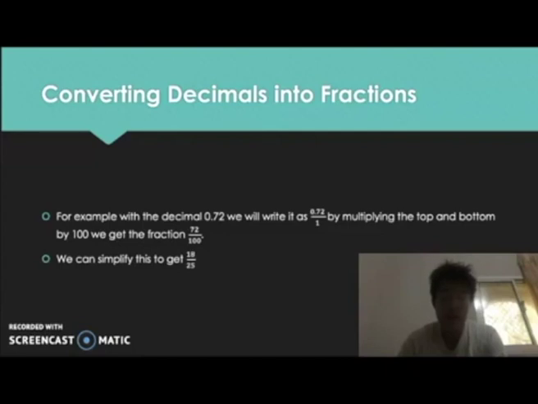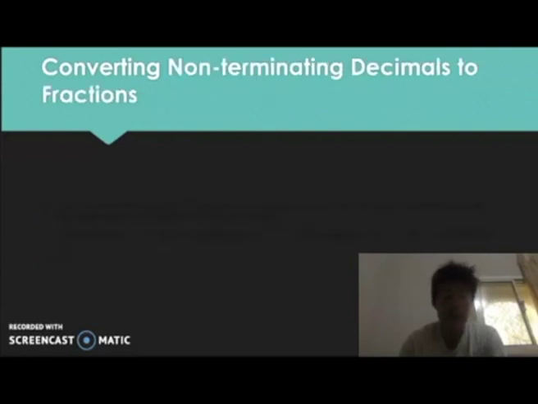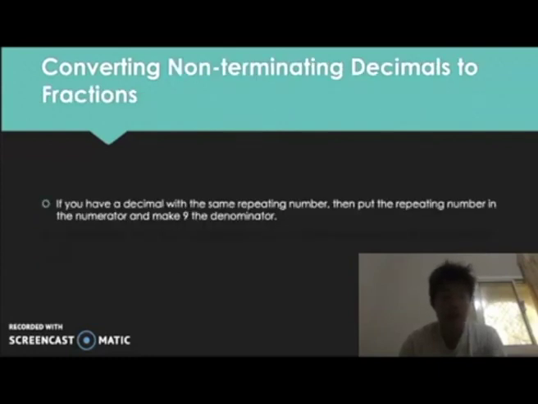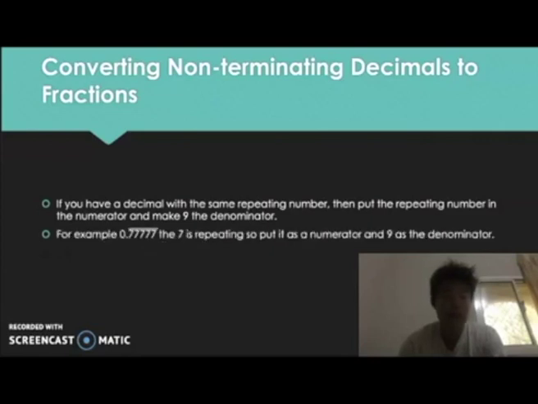So if we want to do a non-terminating decimal, there is another trick. For converting non-terminating decimals, we have to do a different kind of method. If you have a decimal with the same repeating number, what you will do is put that repeating number in the numerator and make the denominator 9. So, for example, if we have the decimal 0.777 repeating, we have 7, which is the repeating number, so we put it as the numerator, and we put 9 as the denominator. So we will get the fraction 7 over 9.